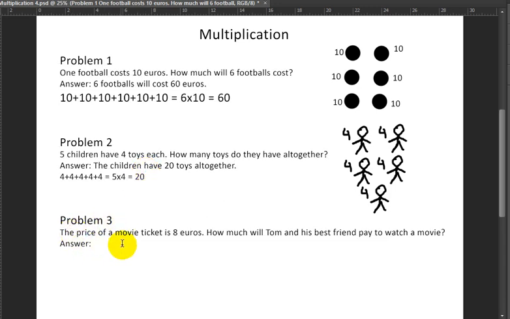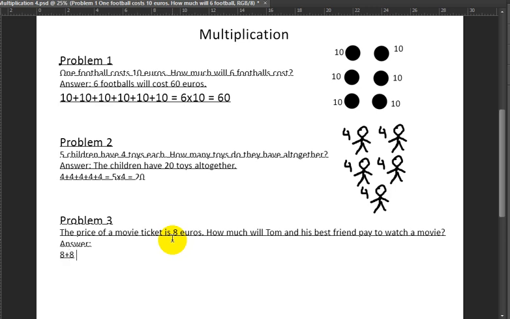Next problem, the price of a movie ticket is 8 euros. How much will Tom and his best friend pay to watch a movie? So Tom and his best friend want to watch a movie, right? And the ticket is €8. That means that Tom is going to have to pay €8, and his best friend is going to have to pay another €8. So 8 plus 8, which is the multiplication 2 times 8, since there are two 8s.